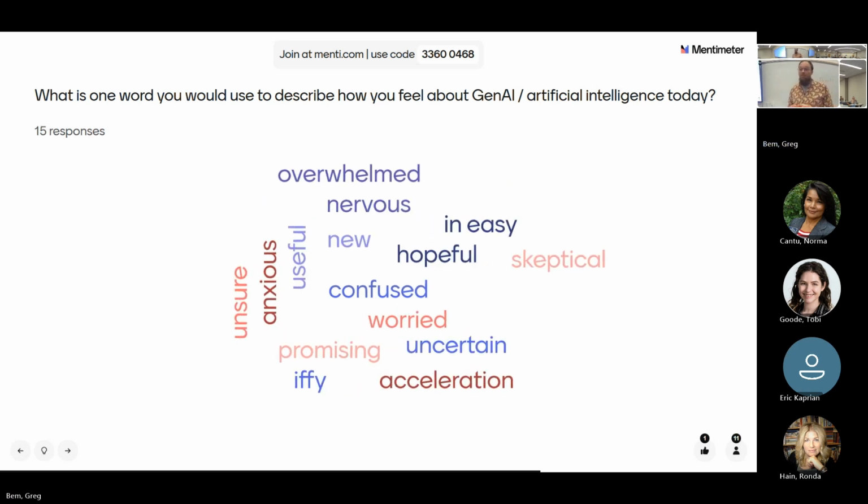Sure. I was in grade school when PCs became popular, so I have similar feelings. There are a lot of great words on the screen. Iffy, I love iffy. That's a great word. Promising, acceleration, uncertain, worried, confused, hopeful, skeptical, uneasy, new, useful, anxious, unsure, nervous, overwhelmed. I just want to comment that y'all are great, unique butterflies today because nobody chose the same word. That never happens. That's fantastic. I love to see that.